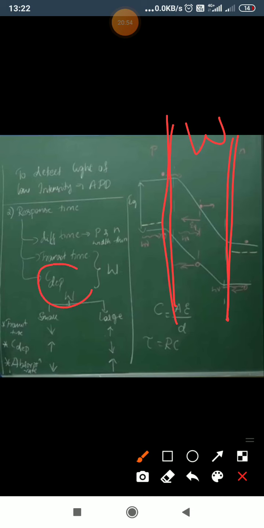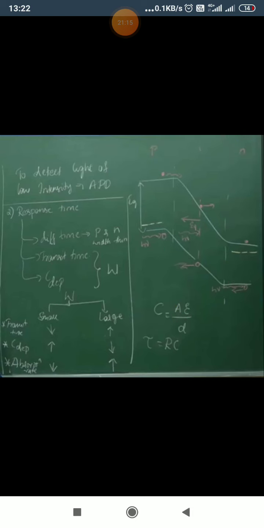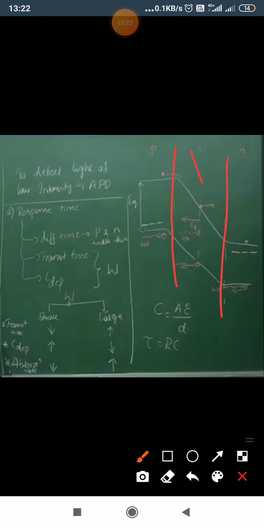And the capacitance, C depletion. You can see the capacitance as two parallel plates separated by the depletion layer. P acts like one plate, N acts like another plate, and the depletion region acts like a dielectric medium; this capacitance we call the depletion capacitance. This capacitance as well as the transit time depends upon the value of W, the width of this intrinsic material.